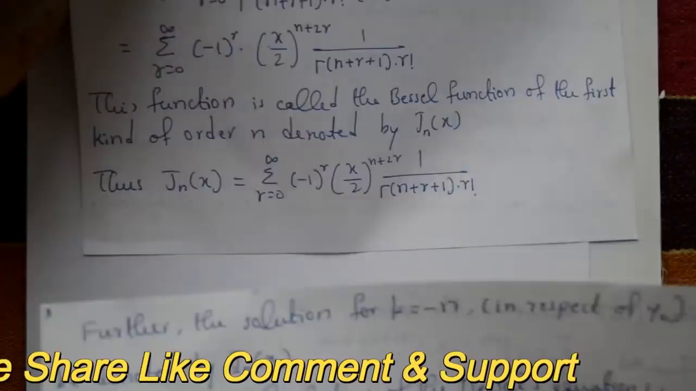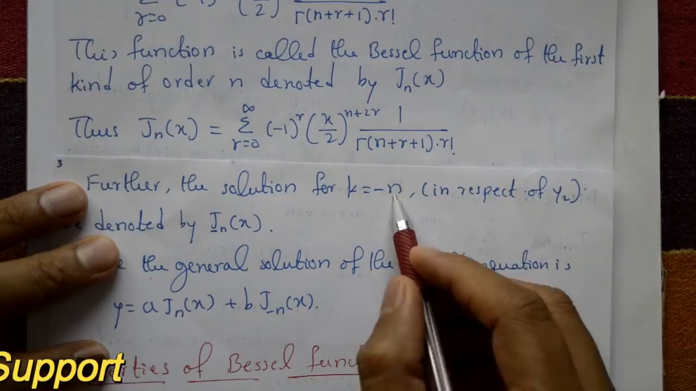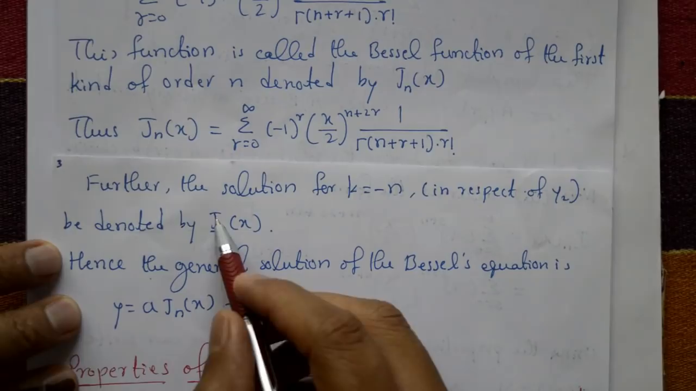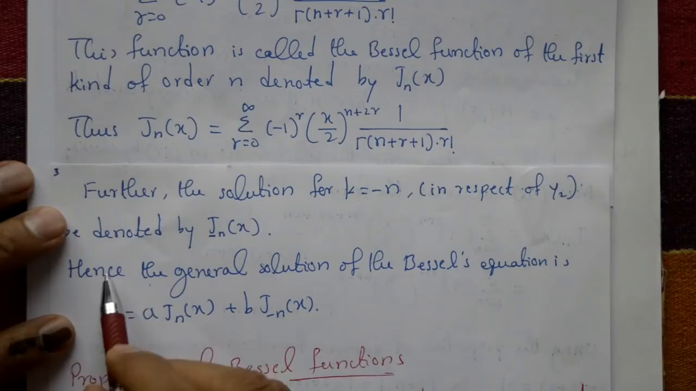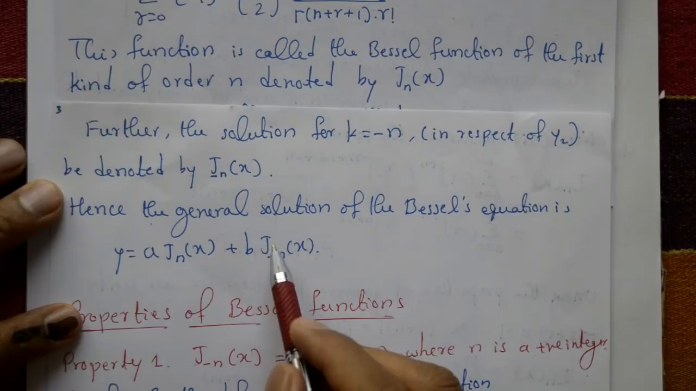Further, the solution for k equal to minus n, that is y2, is denoted by J minus n of x. Not necessary to find it, again the same steps, just put k equal to minus n in y2. Hence, the general solution of the Bessel's equation is y equal to a Jn of x plus b J minus n of x.